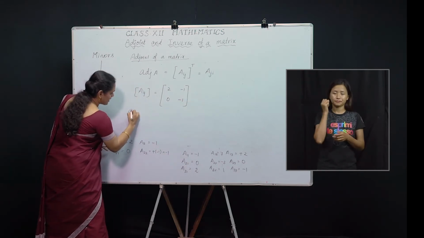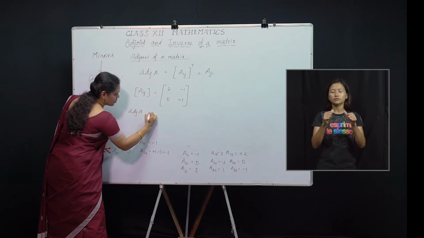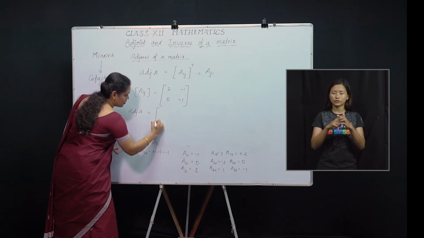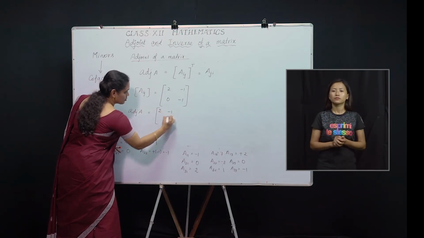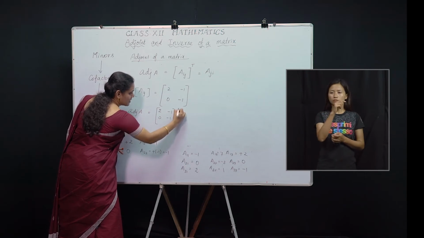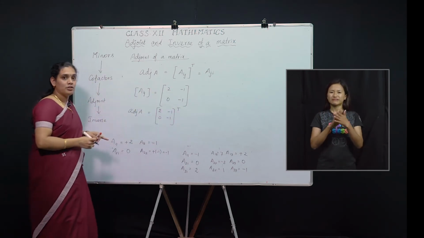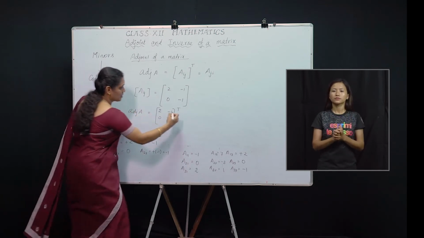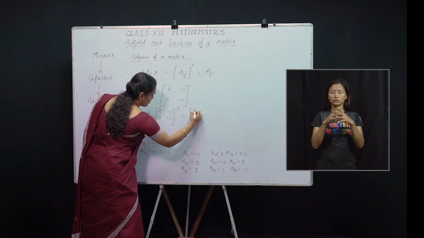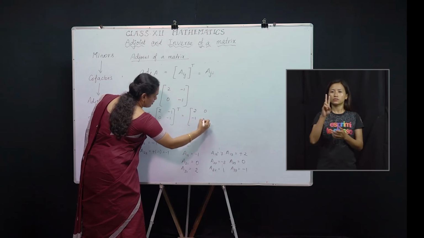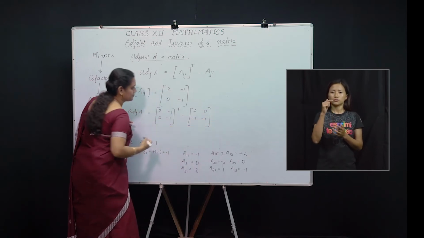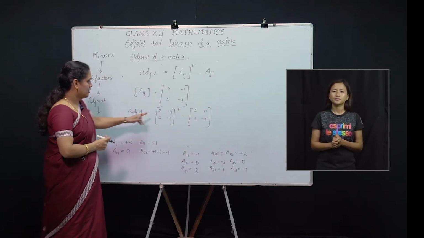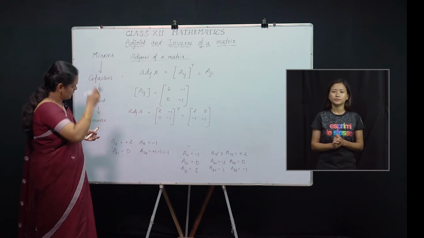Okay. So what is adjoint A? That is the adjoint matrix of A. So here, 2, -1, 0, -1, transpose of this matrix. You know what the transpose of a matrix is, right? Interchanging the rows and columns. So that will be 2, 0, -1, -1. Okay, 2, 0, -1 and -1.